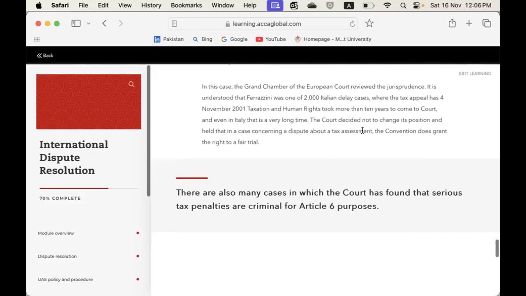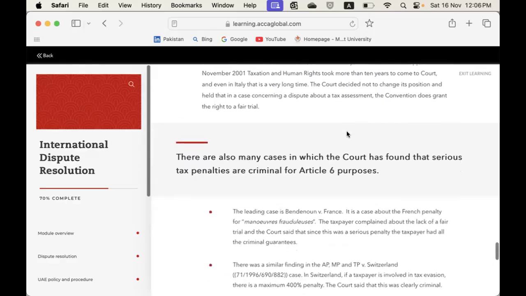The court decided not to change its position and held that in a case concerning a dispute about a tax assessment, the convention does not grant the right to a fair trial. Very interesting. So, although the delay was there, the court still said that the tax assessment will stand. So it did not allow this matter to be brought to court.